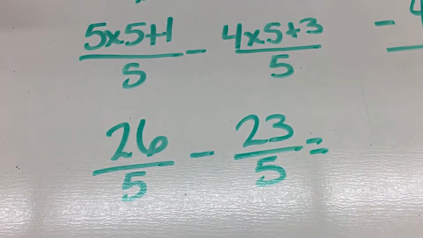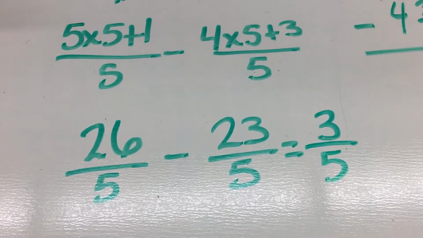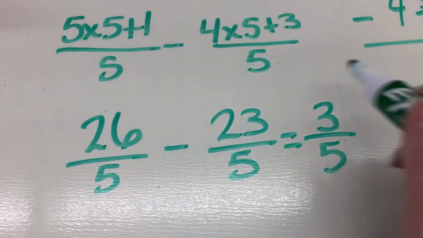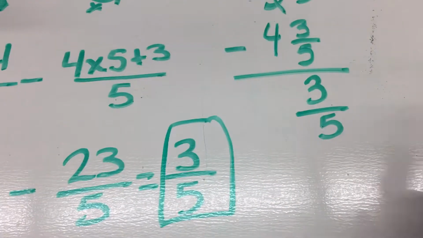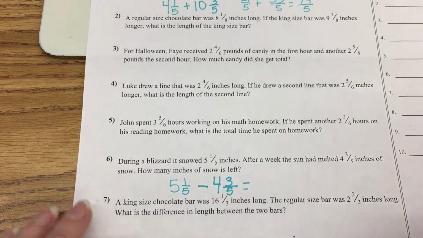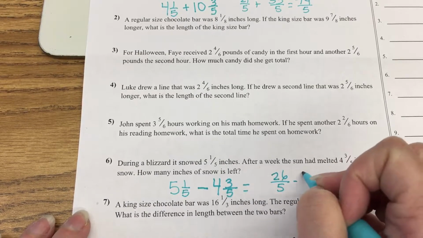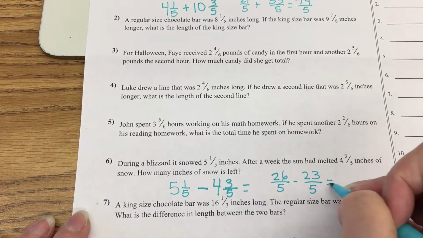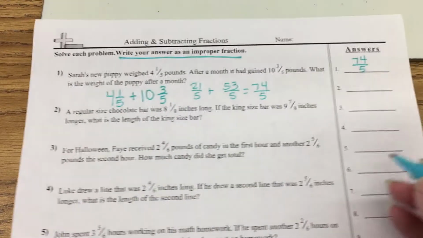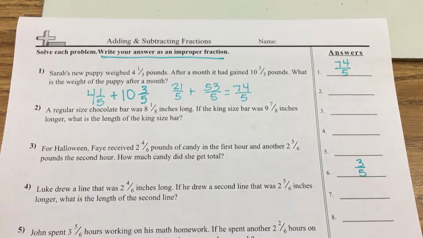And if I subtract 26 minus 23, I get 3, and our denominator does not change when we subtract or add fractions. So my answer is going to be 3/5. I got 3/5 both times. So I can go over here to my paper, and we're doing number 6. So I know that this changes to 26/5 minus 23/5, and our answer will be 3/5. And so we'll put 3/5 over here. Hope this helps with the adding and subtracting of fractions.